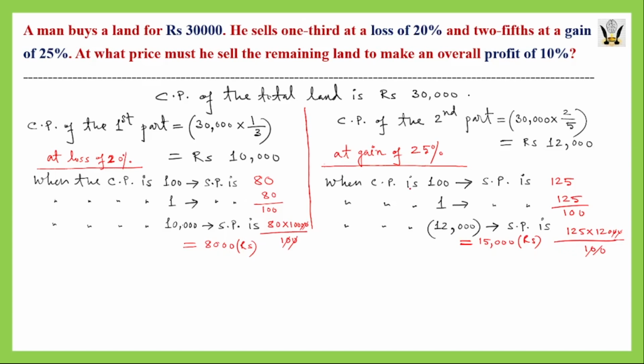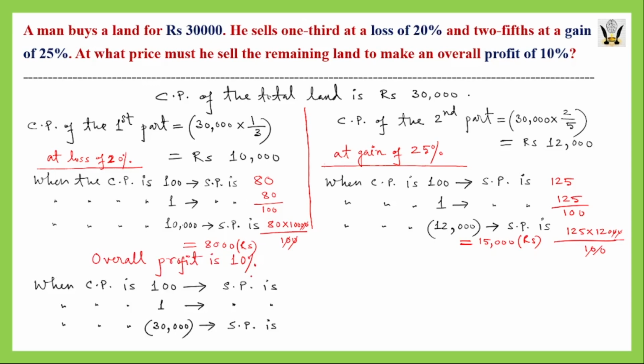Now the remaining part of the land will be sold at what price, so that the overall profit will be 10%? We can assume the price of that third part of the land as X and proceed accordingly, or we can calculate from the overall profit. That's what we'll be doing now. So the overall profit is 10%. That means if the cost price is 100, then the selling price will be 10 more than 100, so it will be 110 rupees.